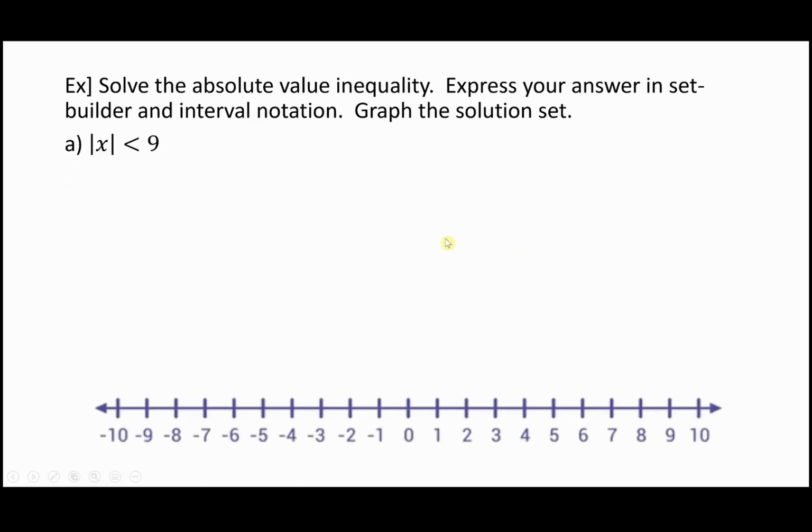You'll see in just a second, okay? And that'll be solving the absolute value inequality. And then there's more instructions after that. Once you've figured out the solution, you want to express it in set builder notation and interval notation. I'm going to show you how we can capture both of those from the solution. And also we're going to graph the solution set.